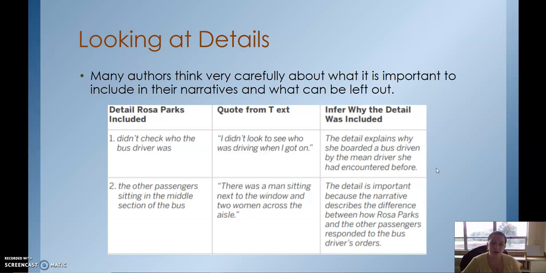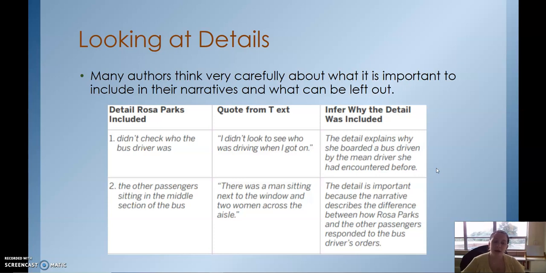The next detail is the other passengers sitting in the middle section of the bus. It says there was a man sitting next to the window and two across the aisle. So this is important because it's showing how the other people on the bus responded to the driver's orders. They moved and did whatever they needed to do, but she was not willing to bend basically to what he was saying. So that's why that was an important detail that was put in.